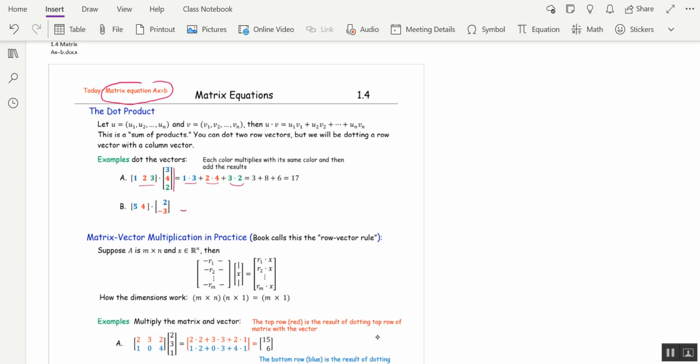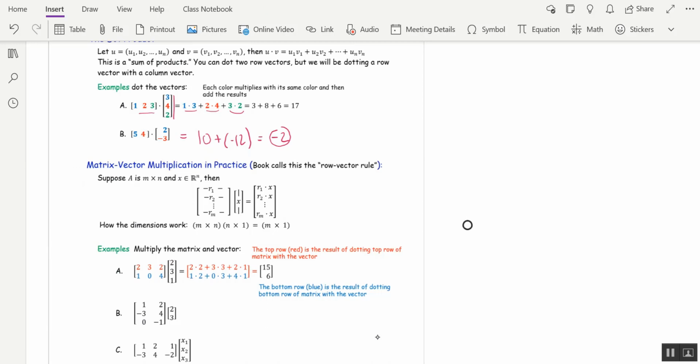Let's do another one. This is going to be 5 times 2, which is 10, plus 4 times negative 3, which is negative 12, so we get negative 2. All right, we can use that definition of dot to define multiplication between a matrix and a vector. So if the rows of the matrix are R1 through Rm and the vector is X, what we're going to do is dot each row of A by X, and that will form each entry of the resulting vector.